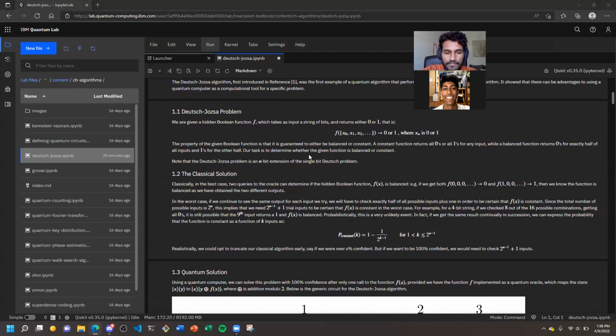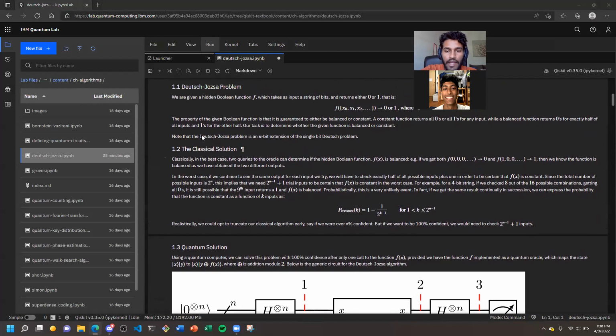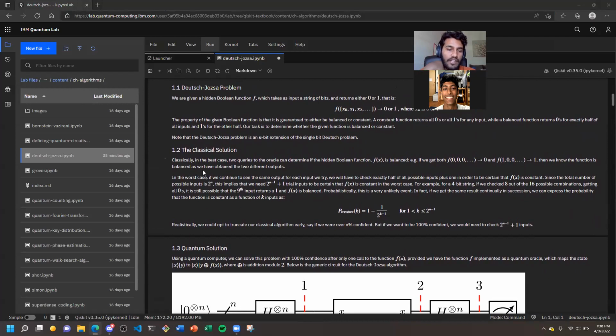So we have this whole thing, and we have the classical solution. Classically, in the best case, 2 queries to the oracle can determine if the hidden Boolean function is balanced, and then we'll know the function is balanced as we have obtained the 2 different outputs. In the worst case, if we continue to see the same output for each input we try, we will have to check exactly half of all possible inputs plus 1 in order to be certain that f(x) is constant. So that makes sense.